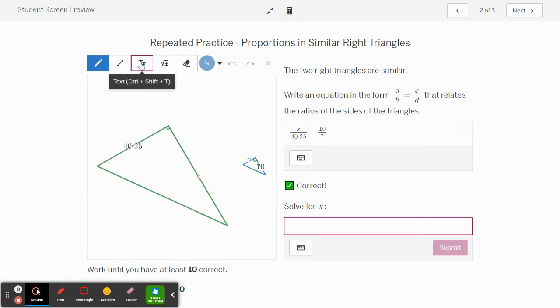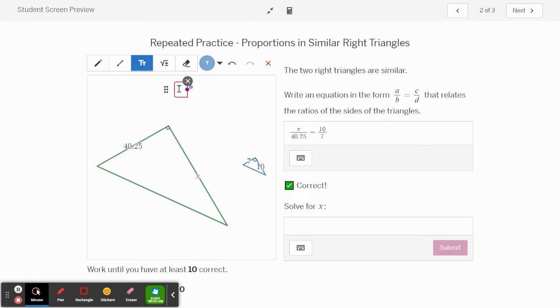Oh, I could actually type it out here so you could see what I'm doing. I'm trying to do the text tool. Here we go. So I would get 10 times 40.25. That's going to be equal to 7 times x. And then I'm going to have to multiply that out. So I would get 402.5 is equal to 7x. Then I'd have to divide both sides by 7.